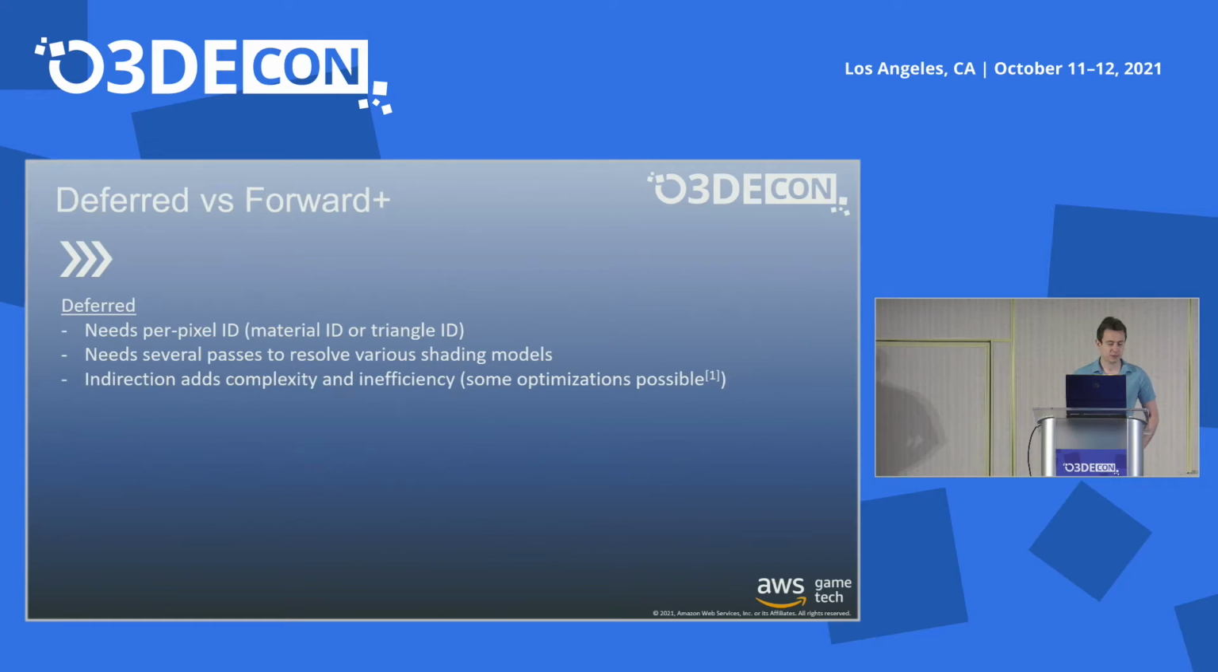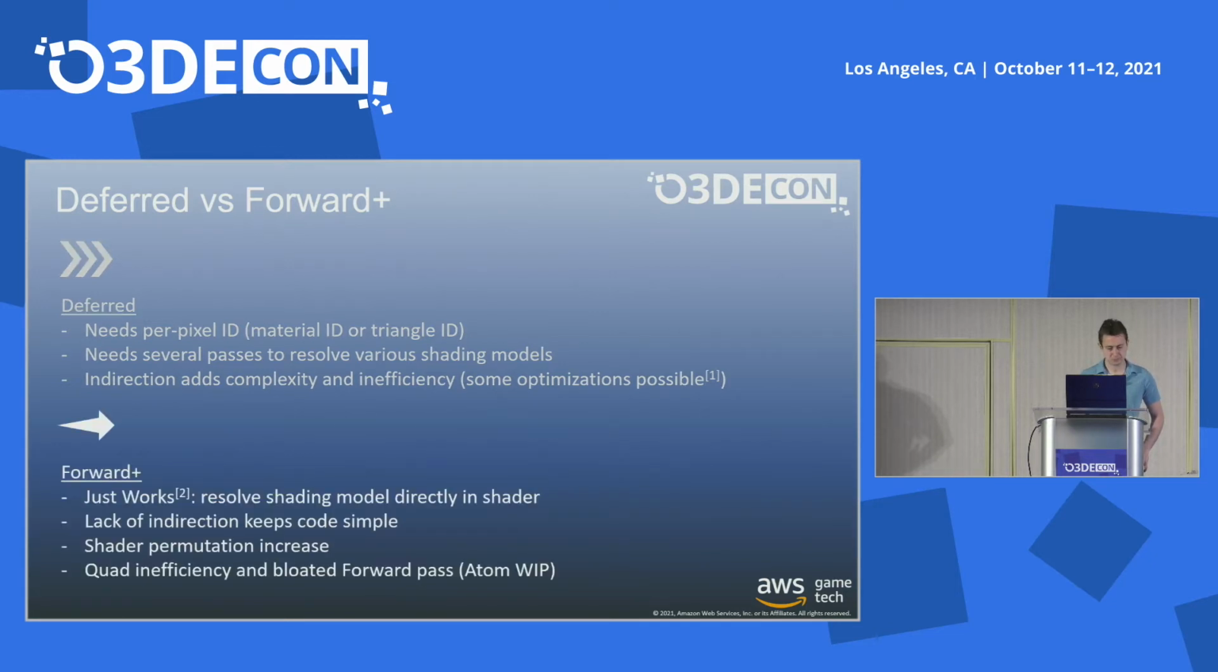To accomplish this, depending on your renderer, there are different ways. If you're a deferred renderer, you would generally need some kind of per pixel ID. This could be a material or a triangle ID. You would then need to run several passes, one for each of your shading models that you want to render. And this indirection adds a bit of complexity and also an inefficiency, although there are some optimizations that can be done. I have a link at the end of this talk with different presentations from other talks in previous SIGGRAPHs.